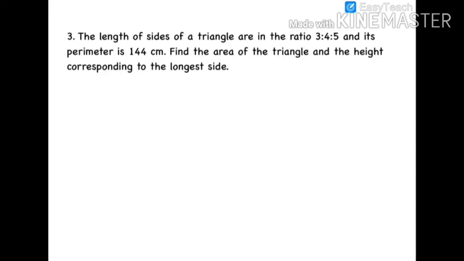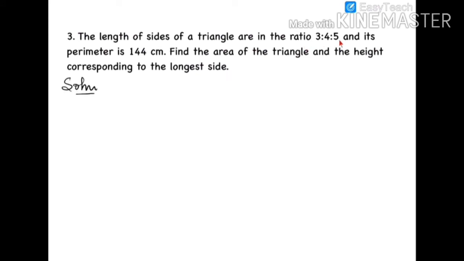Question number 3. The length of the sides of a triangle are in the ratio 3:4:5 and its perimeter is 144 centimeters. Find the area of the triangle and the height corresponding to the longest side. In this question also there are 2 parts. We have to find the area and then the height corresponding to the longest side.